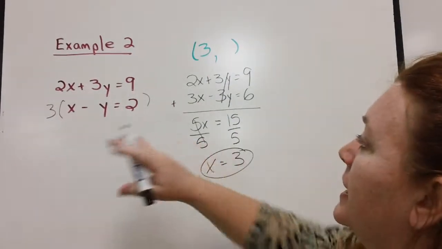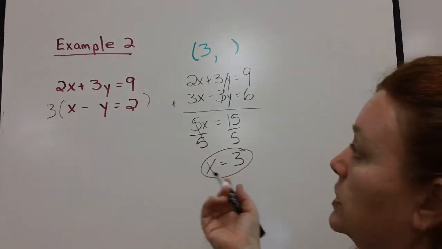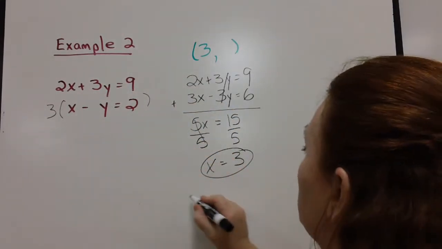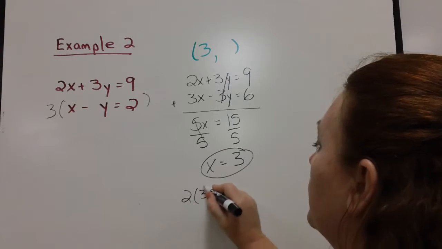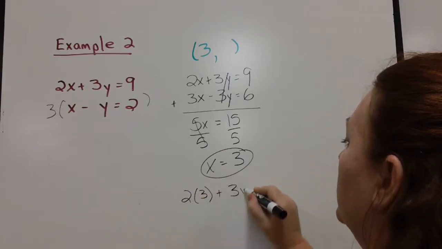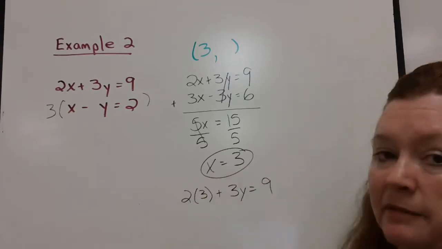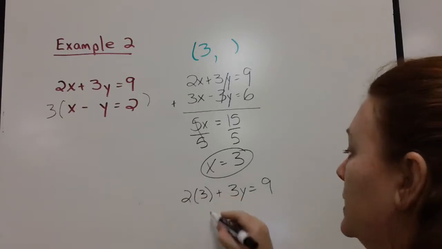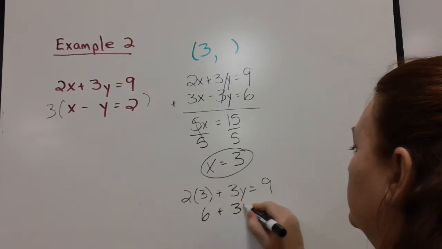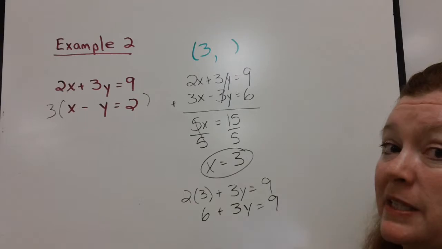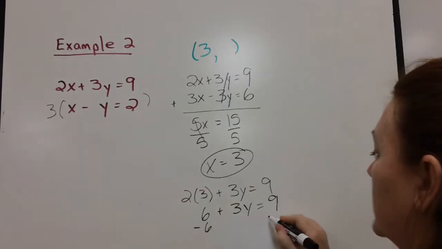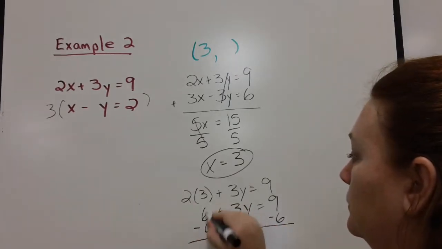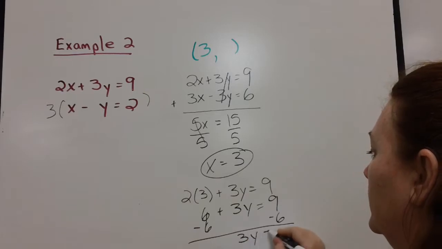I'm going to take either equation. It doesn't matter, I'll take the first one. 2 times x, which is 3, plus 3y equals 9. 2 times 3 is 6. Subtract 6 from both sides. And I get 3y equals 3.